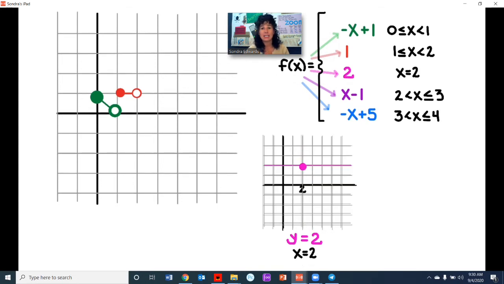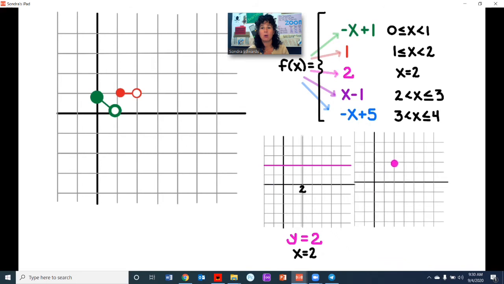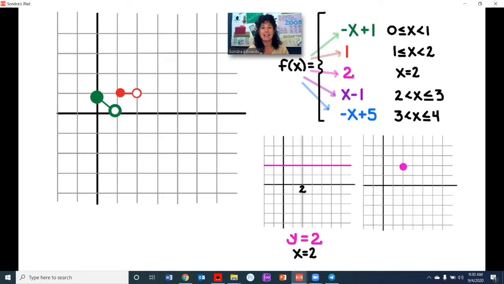So if we're just keeping that one spot at 2, the only part we're keeping is that little bit right there. So our third piece is only a coordinate. Let's go ahead and transfer that point over to our main graph. And there we have it.